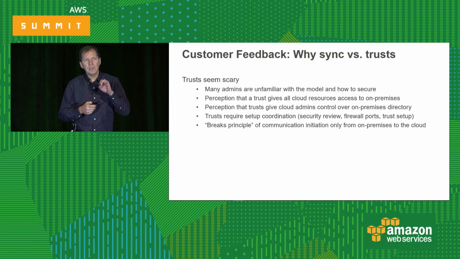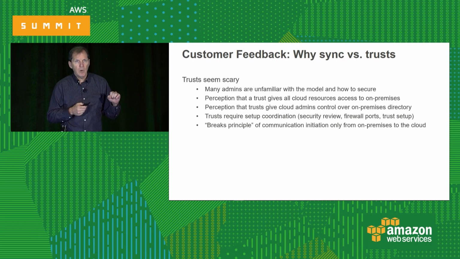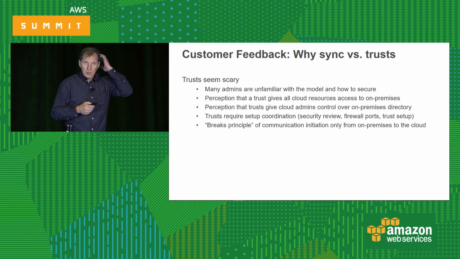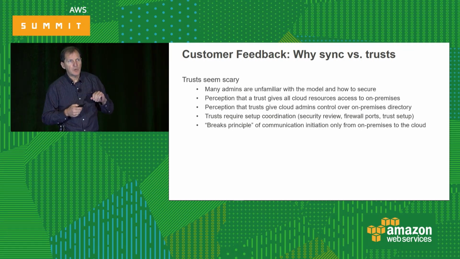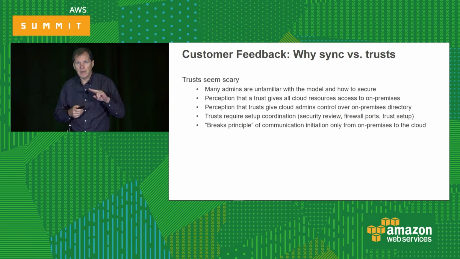The key question is, is it a one-way or a two-way trust? One-way trust, typically what you do is you have the cloud trust your on-premises network, and then the on-premises can access the cloud. Now, there is a case where you need to have two-way trust, and I'll talk about why that is in just a minute.